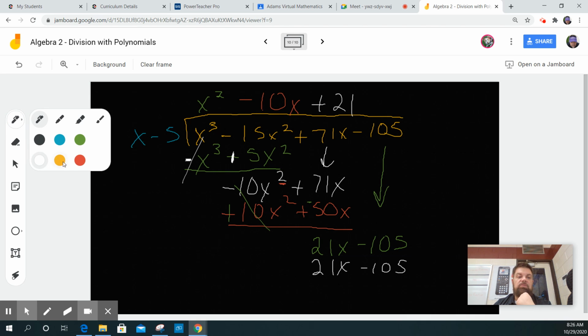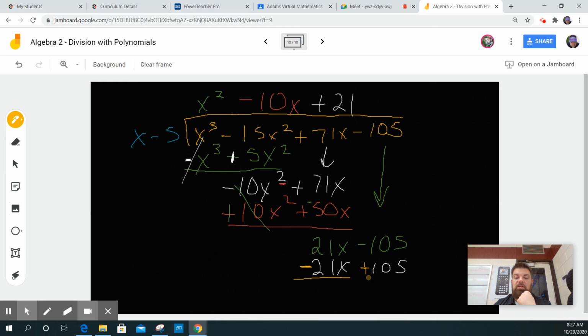Again, what I need to do is subtract this. So subtracting a positive, you're just minusing it. But when you minus a minus, it becomes a plus. So then these cancel and these cancel, and I have a remainder of 0.